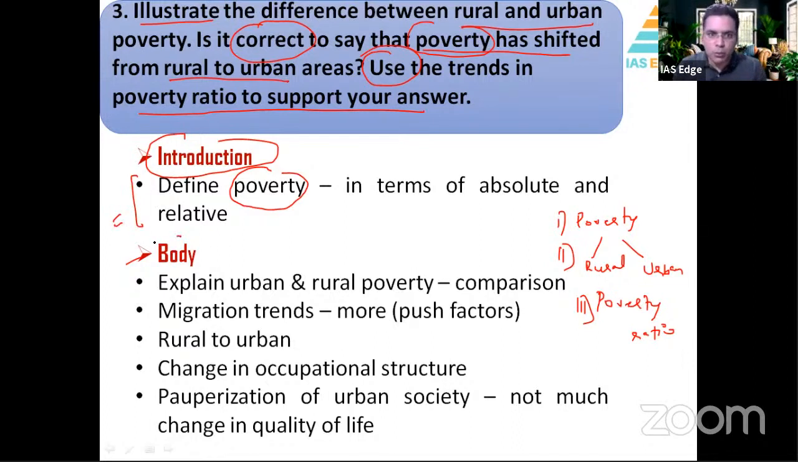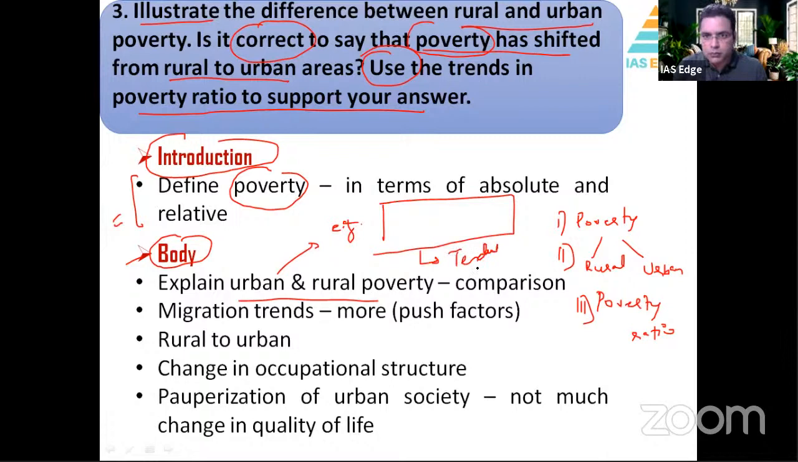Okay, then you come to body. Explain rural and urban poverty. The poverty in urban area is urban poverty. Poverty in rural area would be rural poverty. यहाँ पे क्या करो? Give an example. So you can take example of many committees. So there is a Tendulkar committee. There is a Rangarajan committee. You have to remember few facts. Unka table banao, and you can see this is urban poverty.